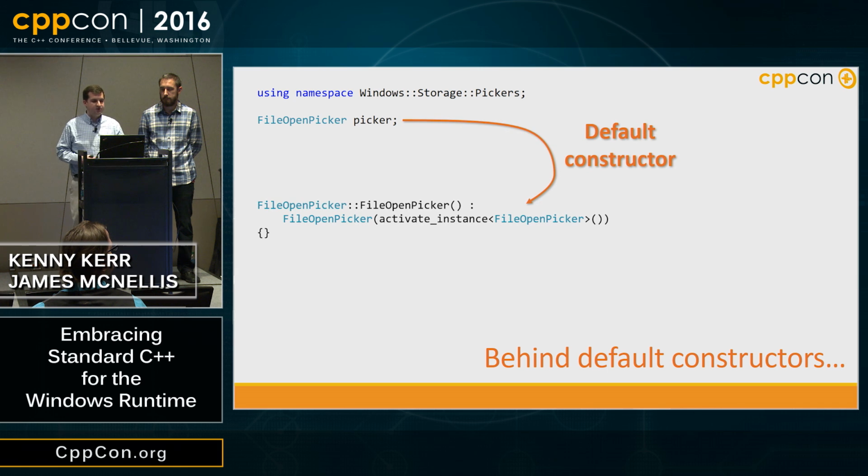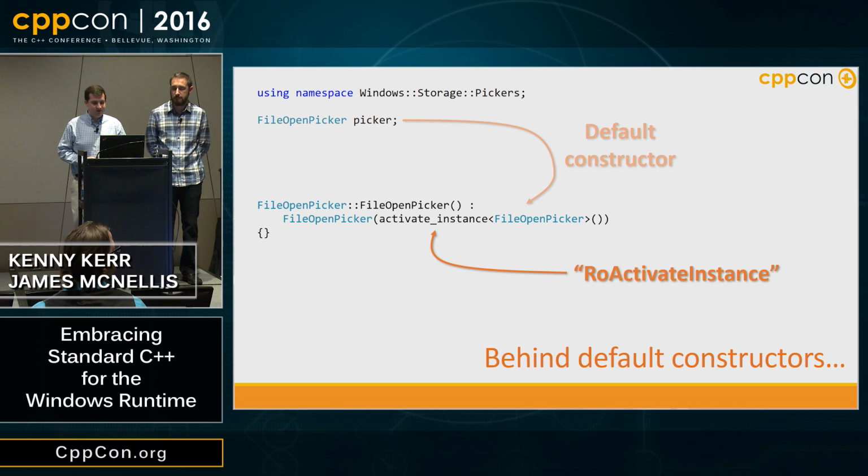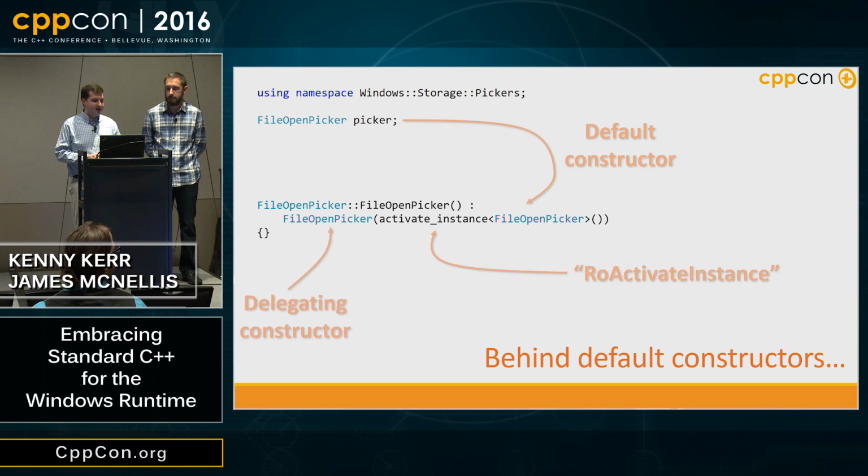So here, for example, we create a FileOpenPicker by using the default constructor. And in here, we call this activate_instance function template, which calls RoActivateInstance under the hood. Now you'll note that activate_instance takes a type, not a type name, and so this makes it a bit more convenient for you to actually use in the code. It makes it more convenient for us to code generate for, and we'll show in a moment how we do that binding from type to type name. And then we basically use a delegating constructor to pass the object that was constructed there into the move constructor of the FileOpenPicker so that we construct the FileOpenPicker with ownership of that object.